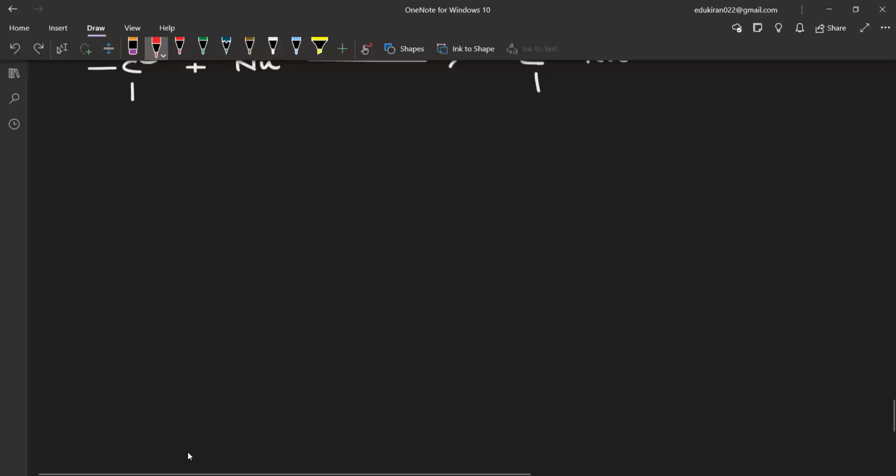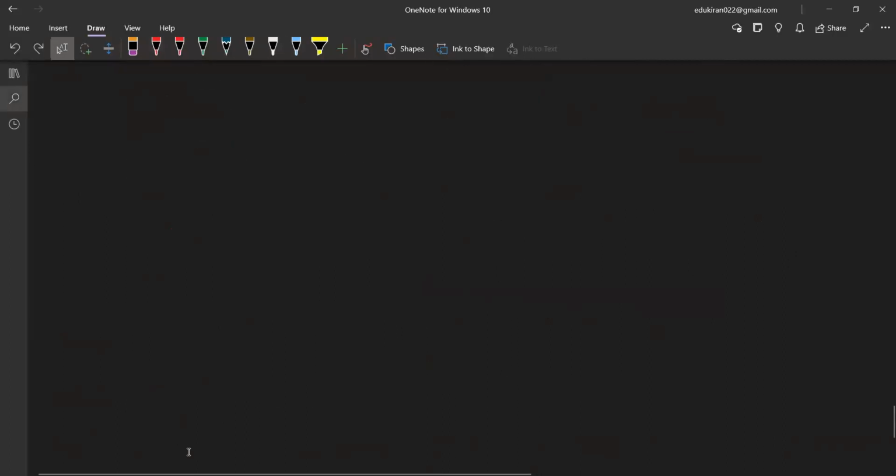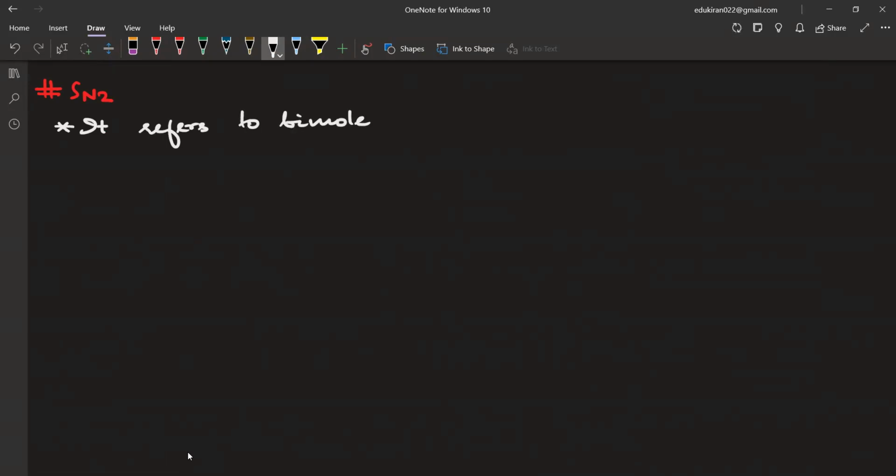Right, next SN2. What number did I give? Hash, okay. It refers to bimolecular nucleophilic substitution reaction.